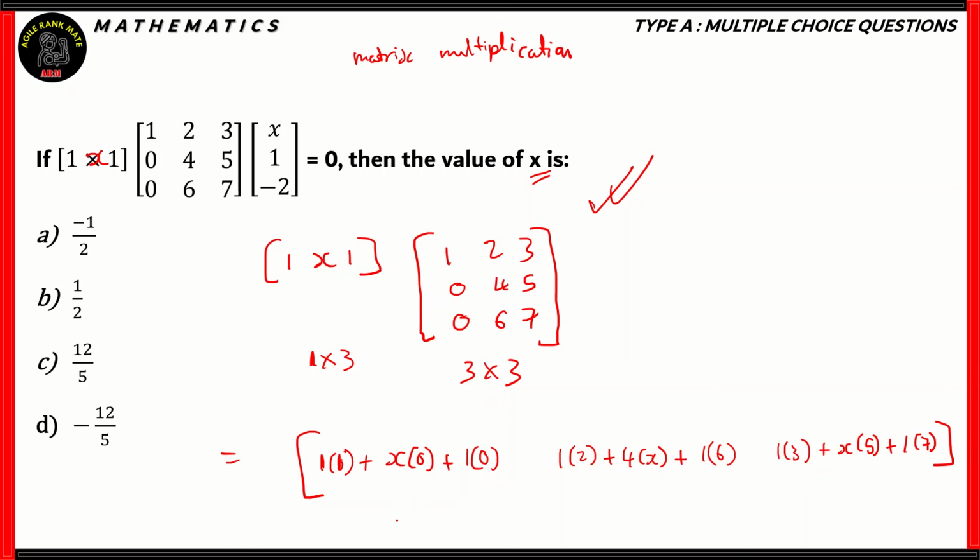So this is how the multiplied matrix would look. When we add all those elements together, 1 plus 0x plus 0 gives you 1. Then you have 2 plus 6, that's 8, plus 4x. And then you have 3 plus 7 is 10, along with 5x. So this here is the multiplication of the matrices 1, x, 1 and 1, 2, 3, 0, 4, 5, 0, 6, 7. Once you have the product of these two matrices, you'll have to multiply that with the third matrix, x, 1 and minus 2. And the product of these three matrices is given to be 0.